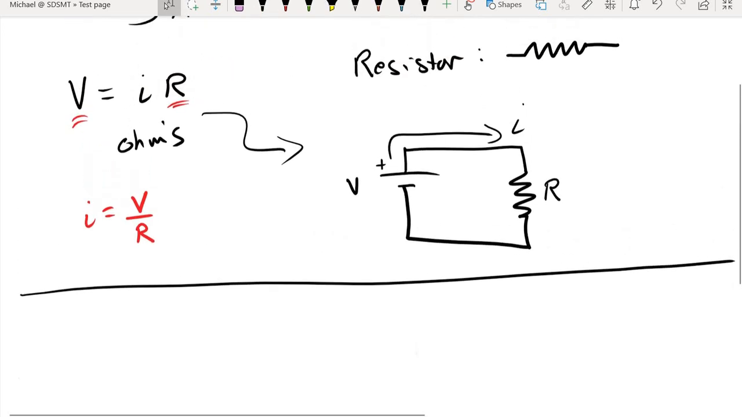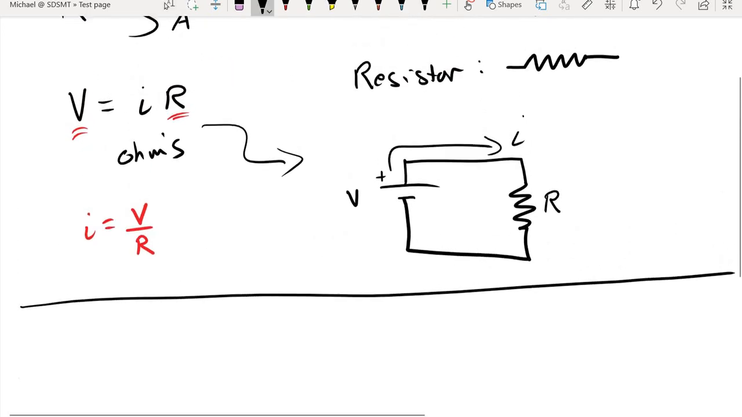So that's a pretty straightforward problem. If we wanted, we could put some numbers to this. Maybe we have a 20-volt battery and a 10-ohm resistor. What would your current be? Well, in that case, 20 over 10 is 2, and the units for current are amps, and so we're done.